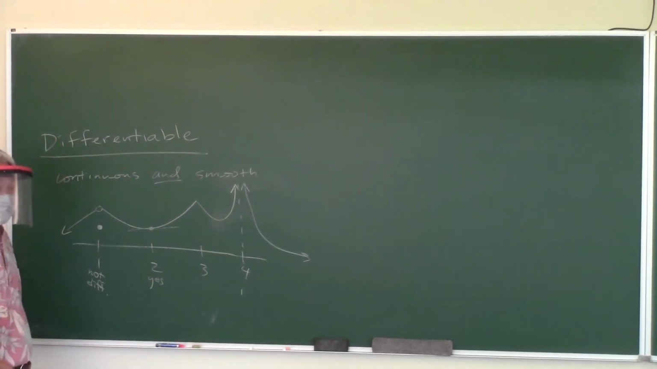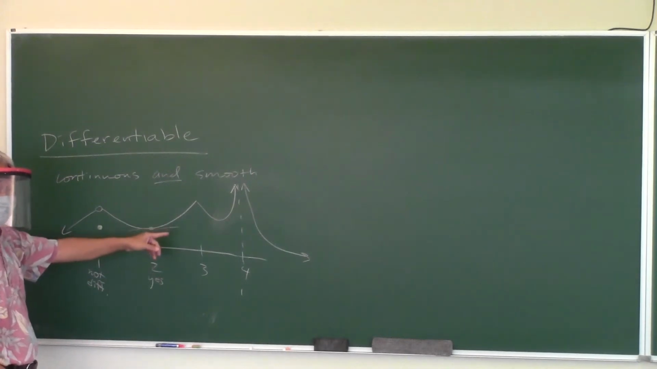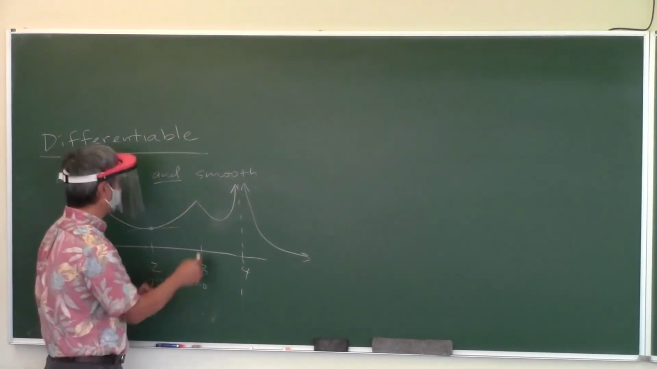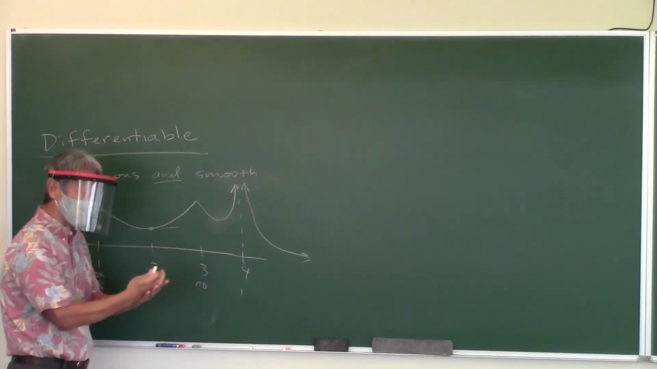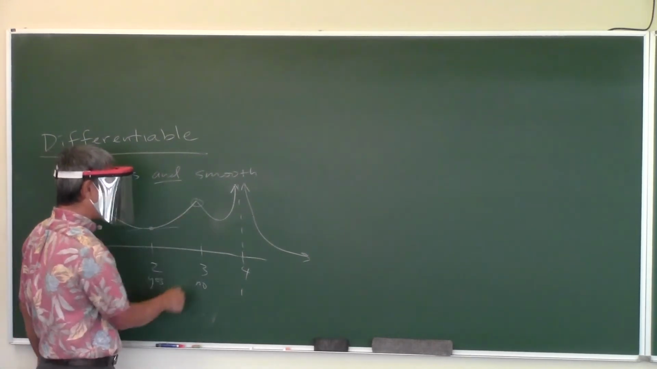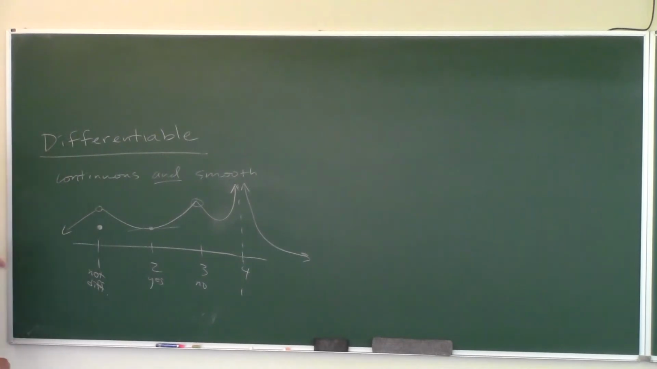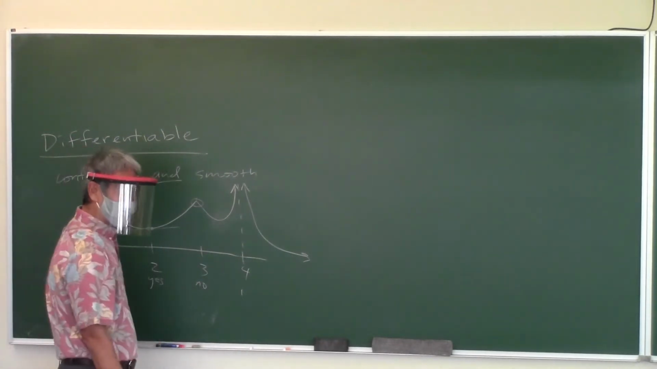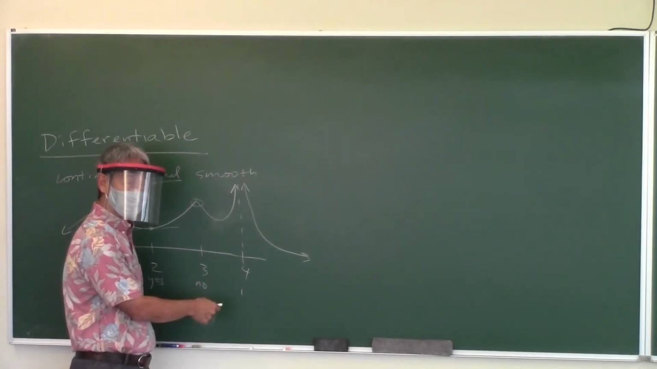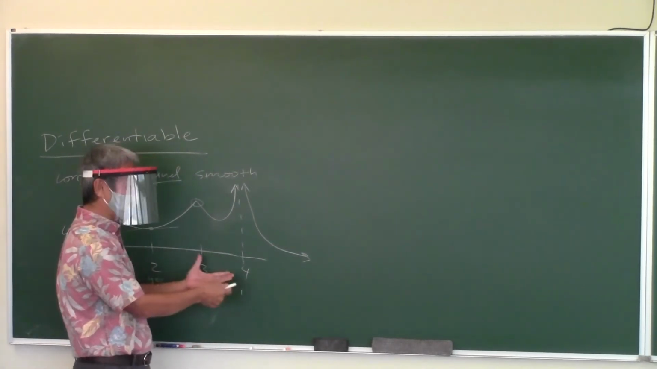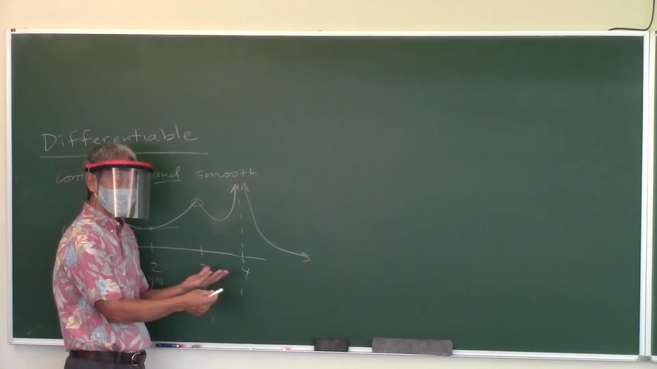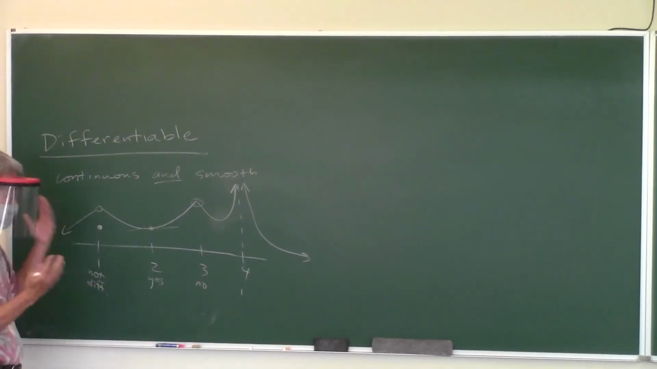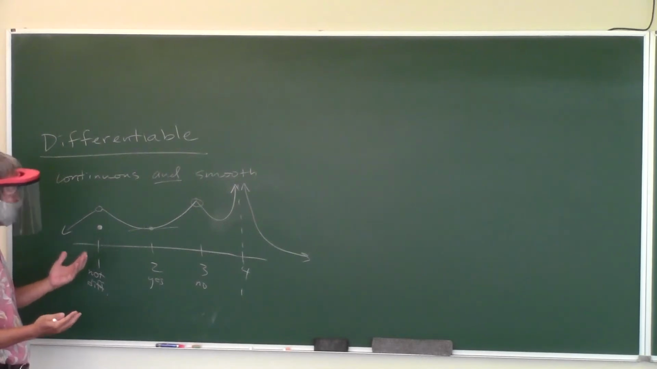What about at 3? Is it differentiable at x equals 3? No. Why? Well, it's continuous, but it's not smooth. It has to be both. So because of this sharp point, it is not smooth, it is not differentiable. And then what about at 4? Is this function differentiable at 4? No, because it's not continuous. There's a vertical asymptote there, right? So once the function is not continuous, it cannot be differentiable, right?